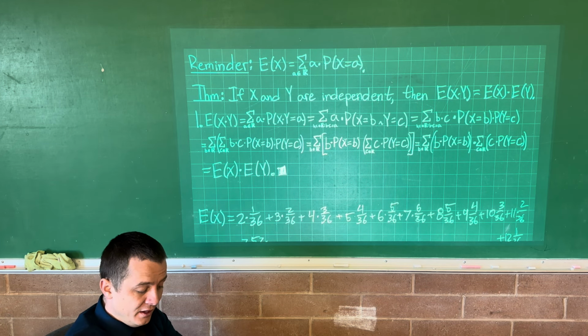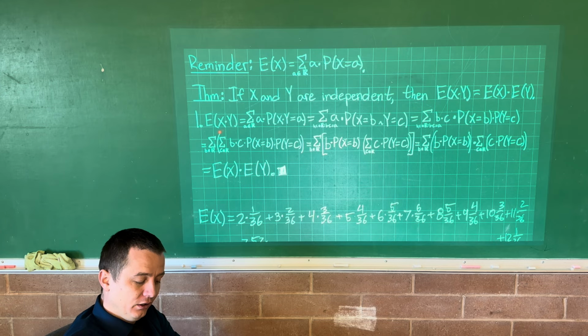But anyways, so using this theorem, the expected value of our function is just equal to the sum of a times the probability that our function spits out a. So our function is just x times y instead of just x. You see how we're just plugging into this definition? Okay.